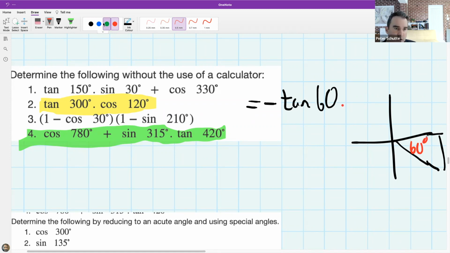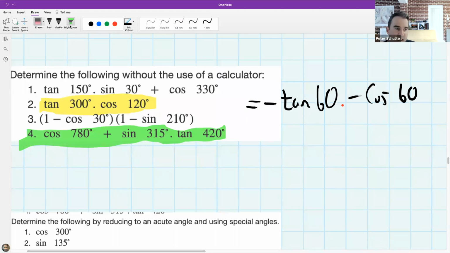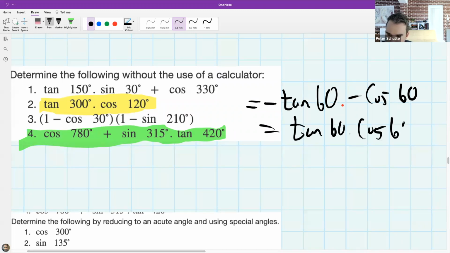Then for the cos of 120, that's going to be in this quadrant. How far away is it from the nearest horizontal? It's also going to be 60 away. And in that quadrant, cos is positive or negative? It's going to be negative. So I get negative cos 60. Now, in the end, I then get negative times a negative is a positive. So I get tan of 60 times the cos of 60. And if I wanted to evaluate that, I would use my special triangles.